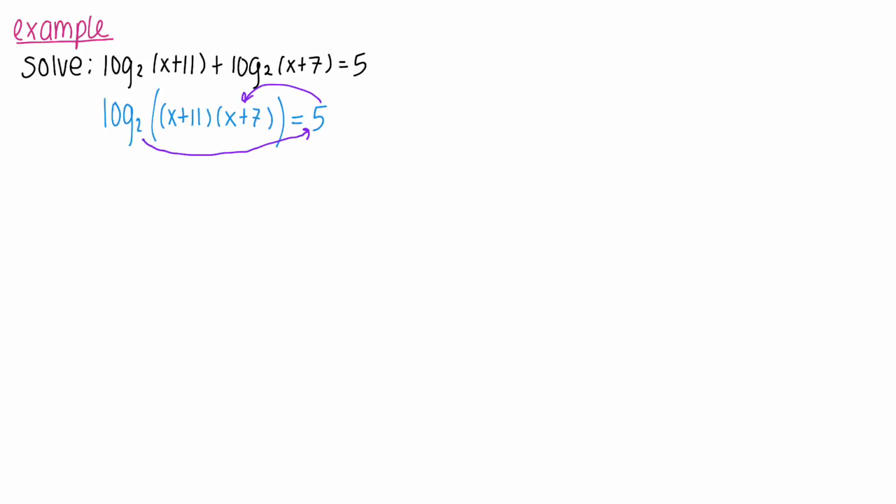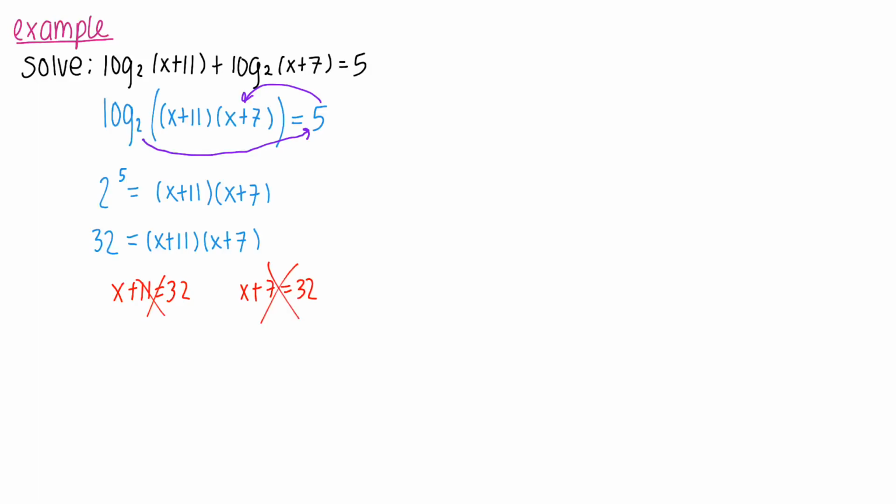Remember that. So this is 2 raised to the 5th is equal to x plus 11 times x plus 7. And now 2 to the 5th is 32. I want to warn you that you cannot, at this step, say, oh, well then x plus 11 equals 32, or x plus 7 equals 32. That doesn't work. It has to be 0 on one side for us to use that trick. So I have to FOIL out this side and then bring the 32 over and make one side 0. So I'll leave the 32 for a second.